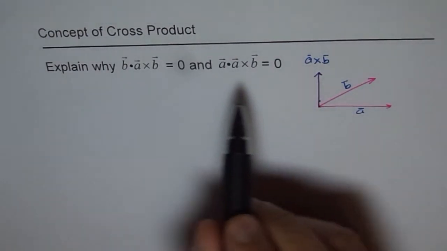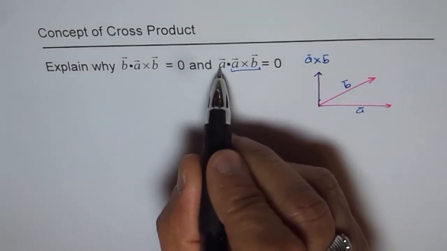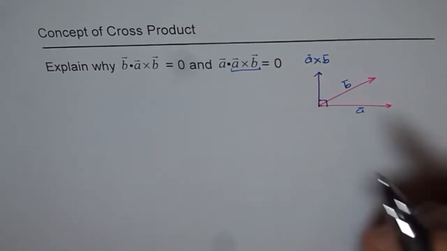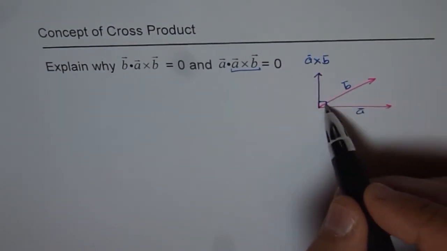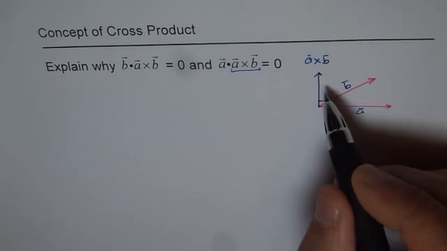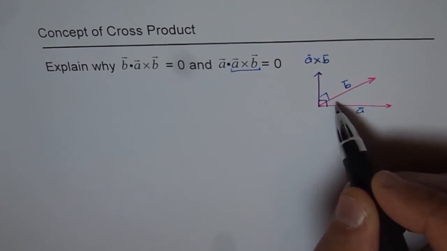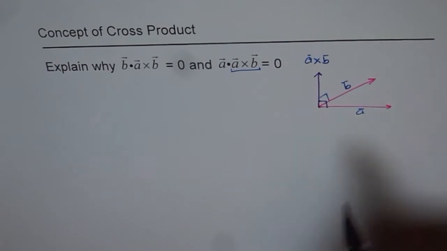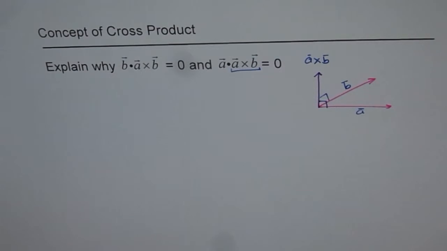Now if I do a dot of a cross b, this is a cross b, right? If I do a dot of a cross b, then since they have a 90 degree angle, it has to be 0. Do you see that? Same is the case with b dot of a cross b. It is also at a 90 degree angle. Do you see that? And therefore it has to be 0. Correct? So that is how we explain why vector b dot a cross b is equal to 0, right?